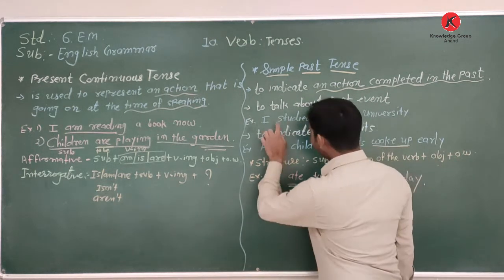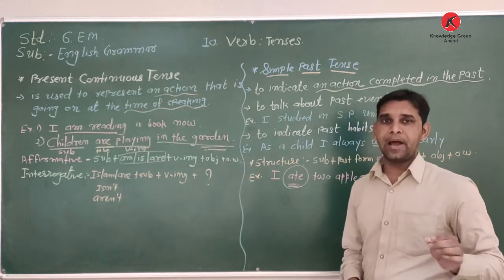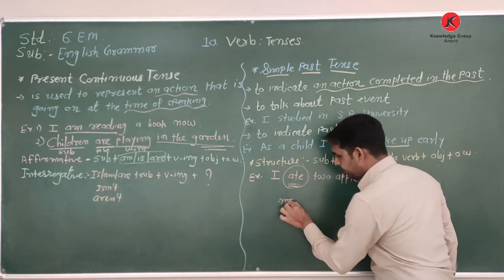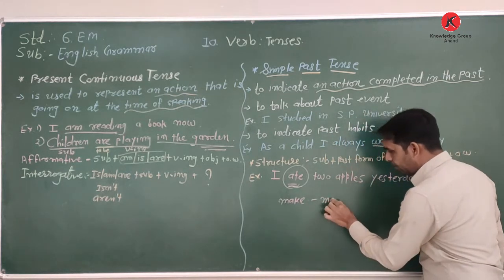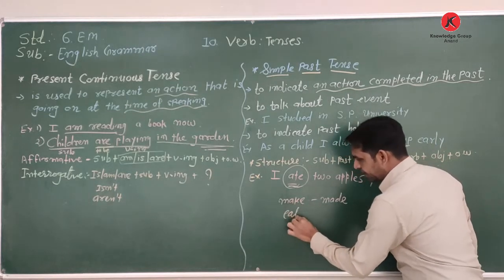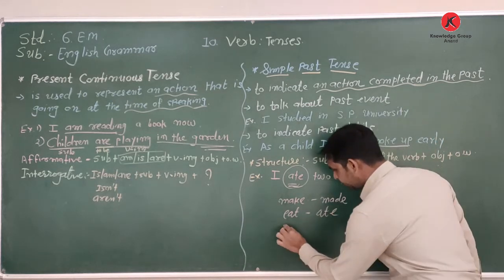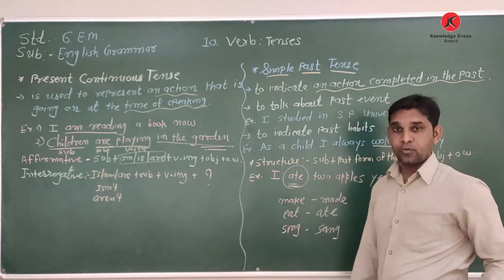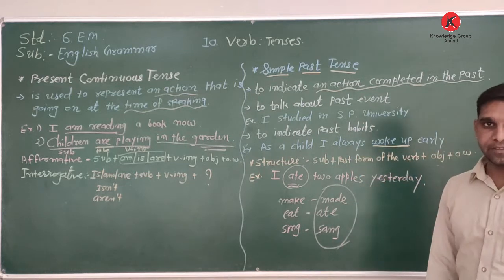So if in this tense we write the verb form. Which verb form? Past form. If the verb is given as make, so what do we write? We write the past form of make, which is made. This is the present and that is the past. If sing is given, we write in this tense sang. So what do we write? We write the past form of the verb in this tense.